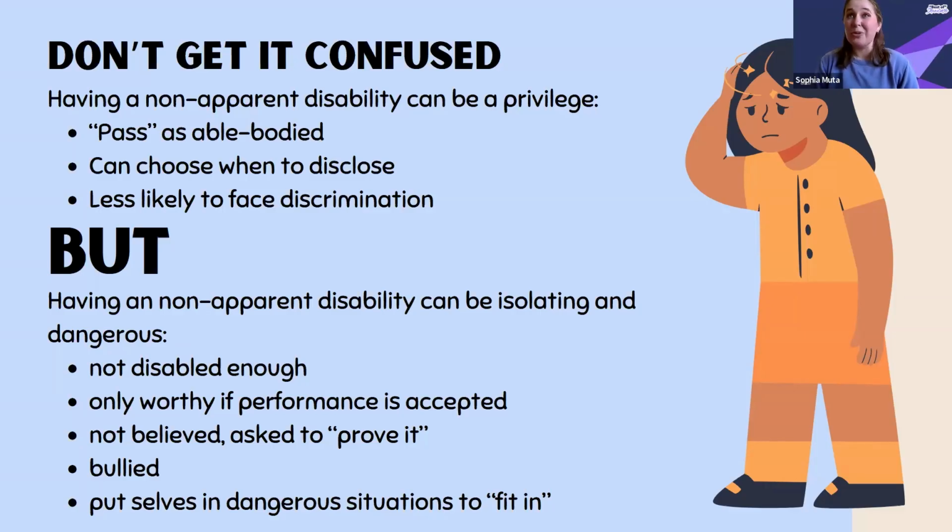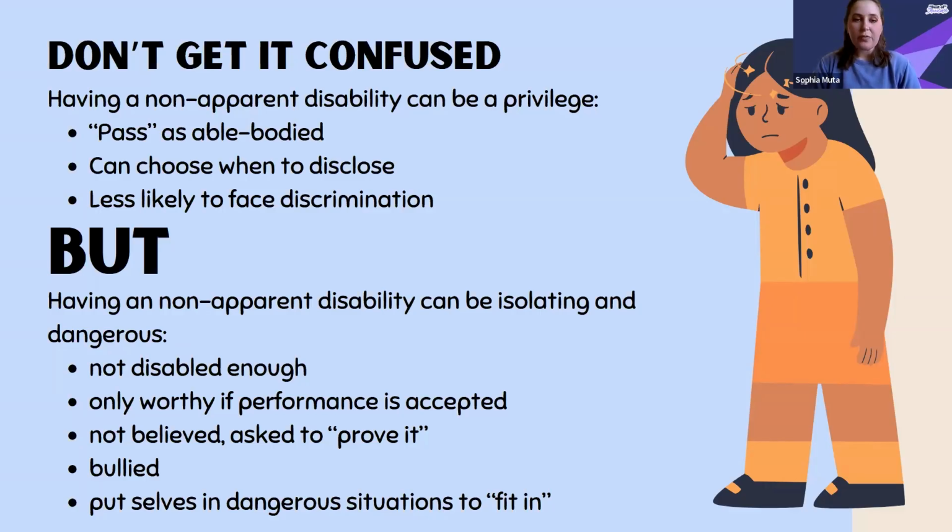Some people might be asked to prove that they're disabled, rather than just accepting it as it is. If you share that you have a disability and you need a different accommodation, you might be required to prove that you're disabled. And that gets into a really dangerous situation. People can be bullied for having a non-apparent disability, especially with neurodivergence. People just don't understand how different brains work if it's not their experience, and bullying is very common. And then also people with non-apparent disabilities can put themselves into dangerous situations to fit in.